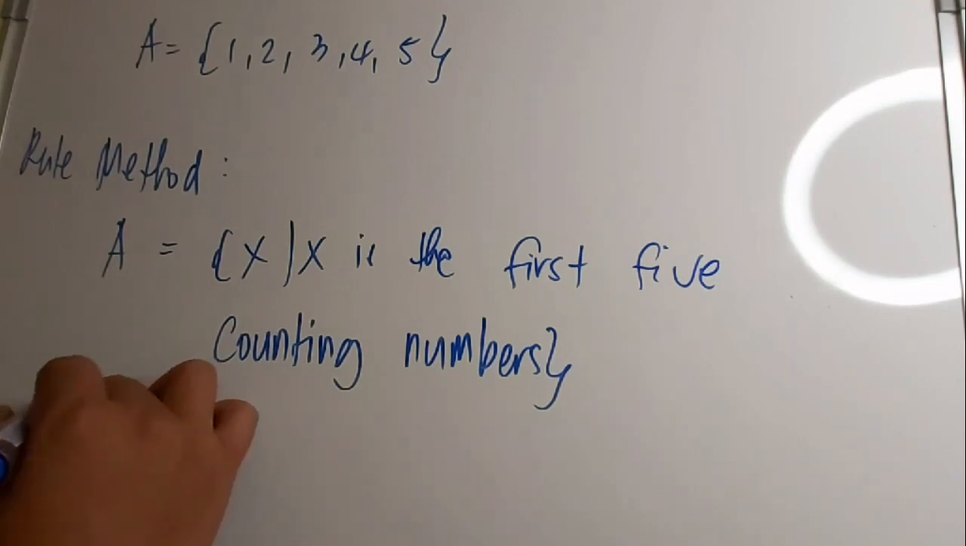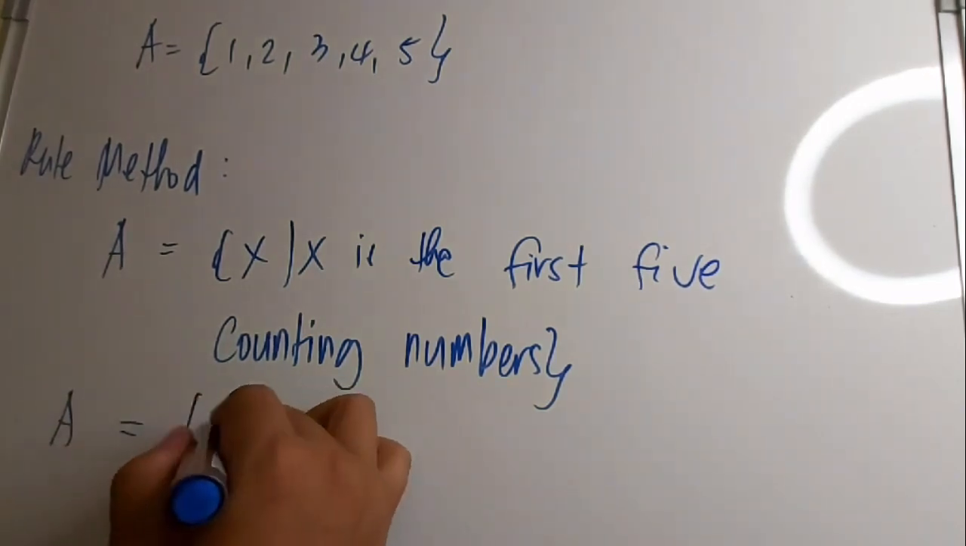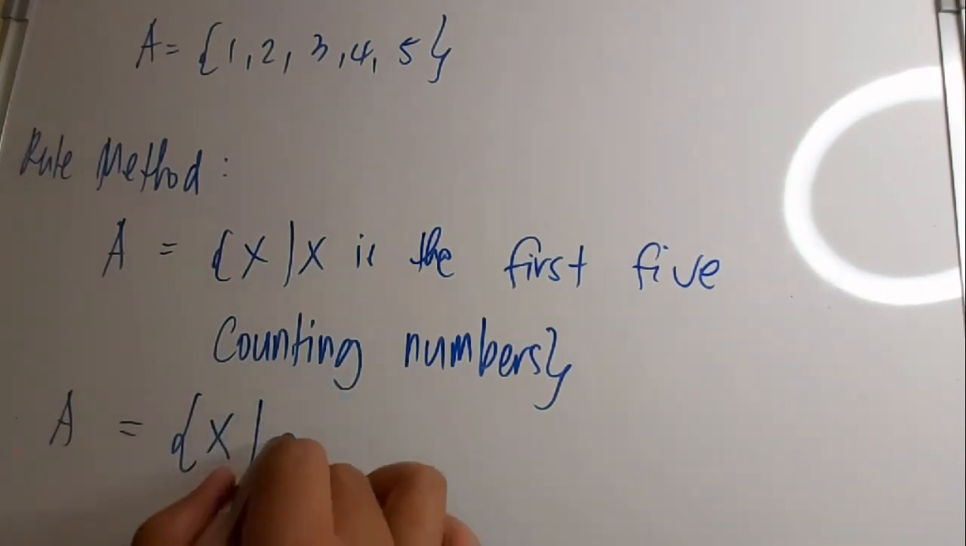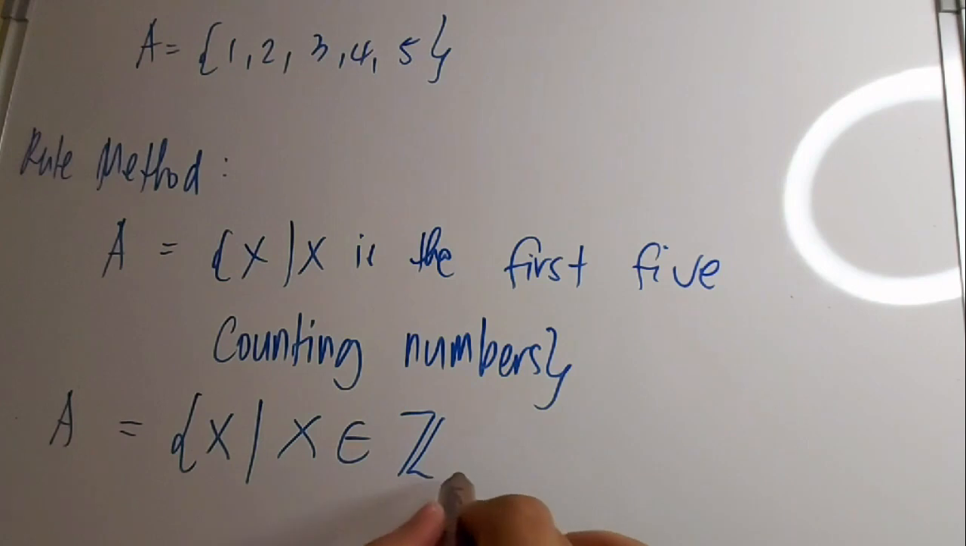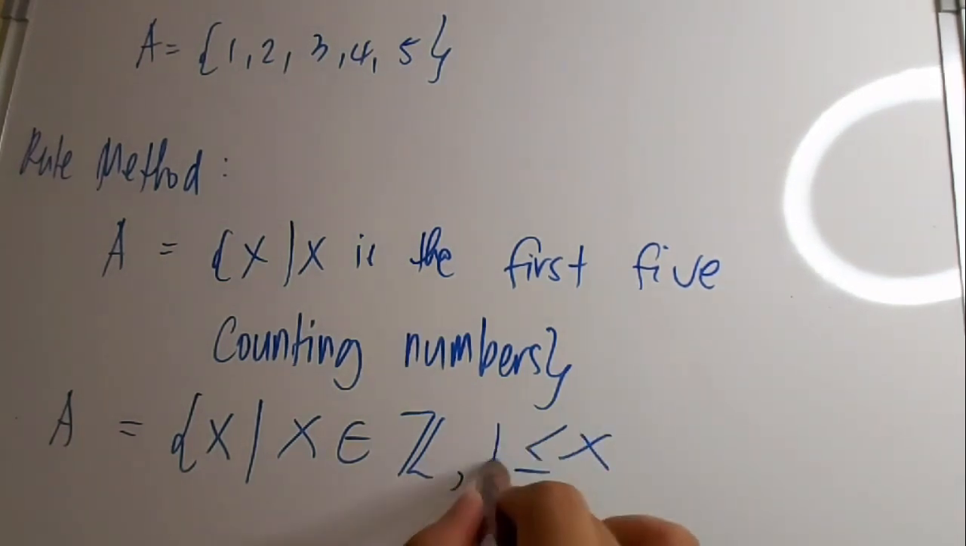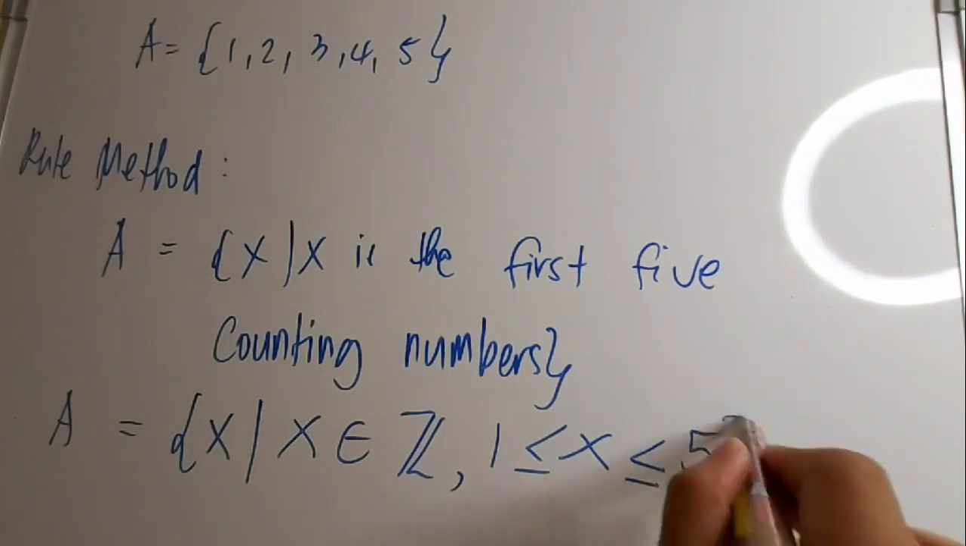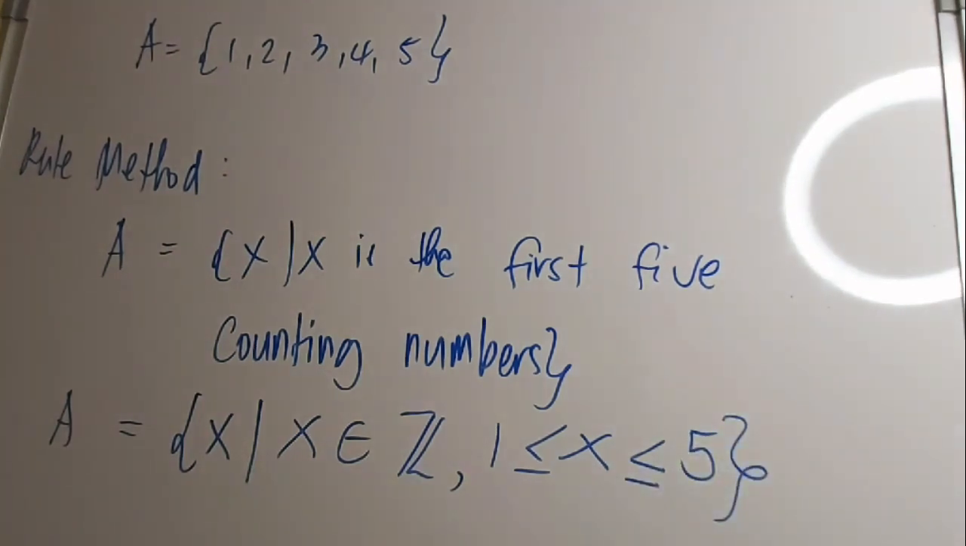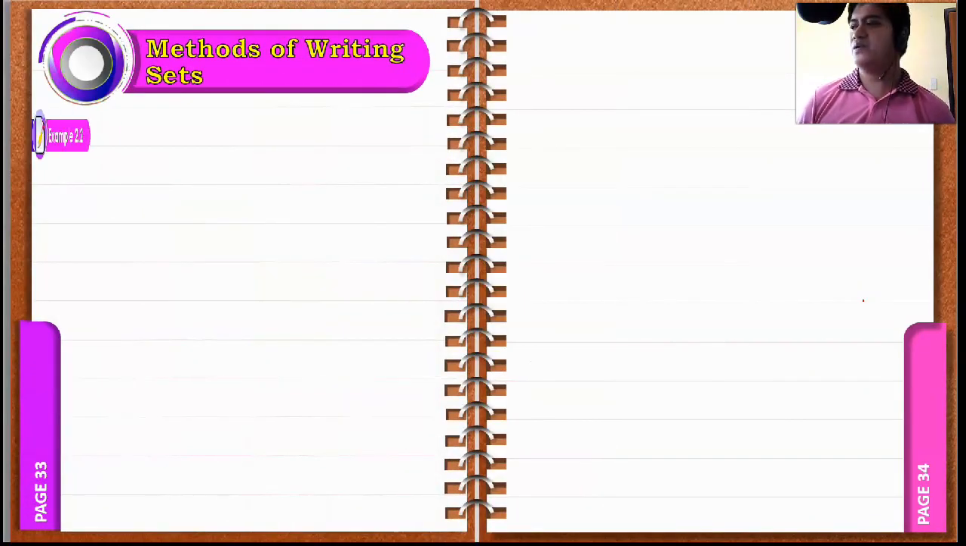Another one, we can also write A is equal to the set of all x such that x is an element of an integer and x is greater than or equal to 1 but less than or equal to 5. This is another way of writing the rule method using this example. So in writing the descriptive phrase, it's up to you how to describe the members of the set, but don't forget that it should be well defined. So that's it. Let's have some other examples.